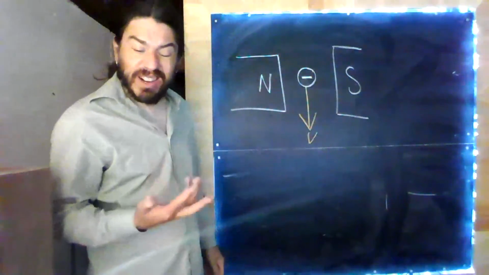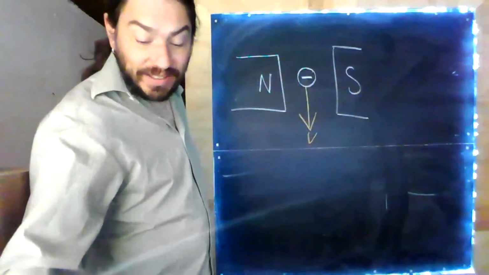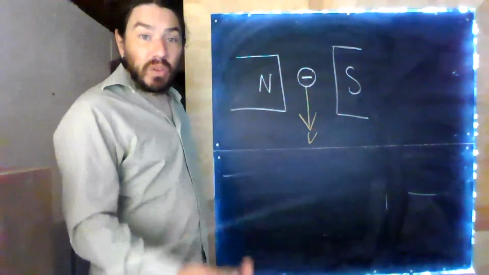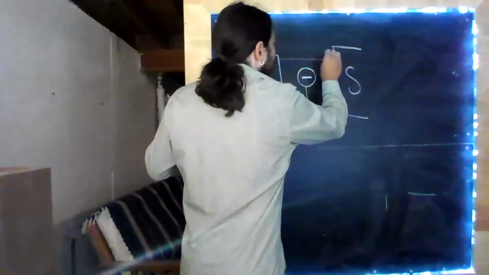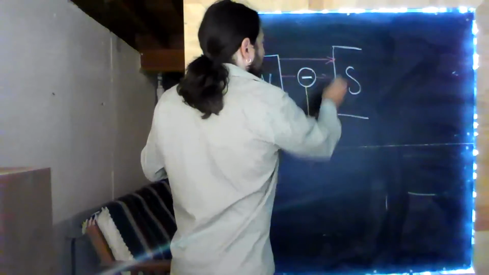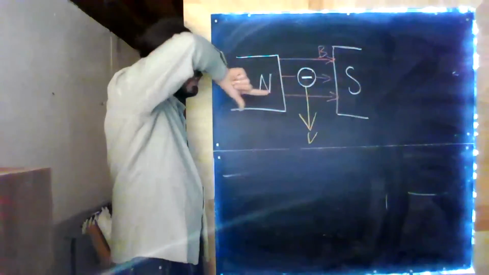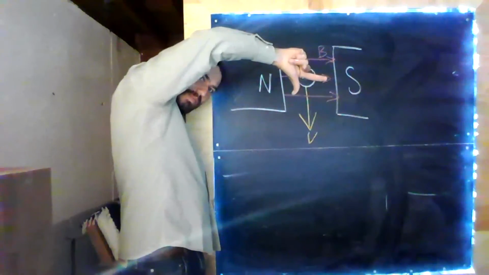Now we need to figure out, this is an added step in this problem, what direction is the field in? And the field, of course, leaves north poles and enters south poles. So my field in this region is in this direction to the right. So that is my field, always to the right. Okay, so my velocity is down, my field is to the right. That gives me a force out of the page.